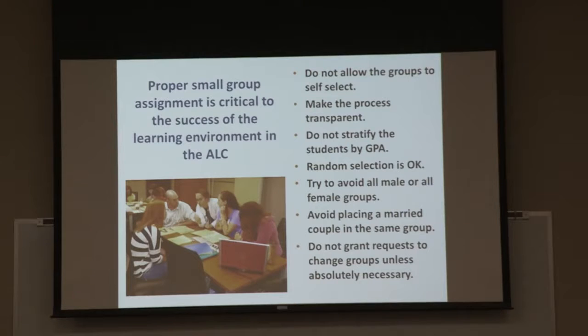The other thing is, random selection works great as long as you tell them it's random. But do try to avoid all male or all female groups. There is data that shows all male and all female groups do not interact well with each other. Also, avoid placing a married couple in the same group. That also can change the dynamic of the small group in various ways. Also, do not grant requests to change groups unless absolutely necessary. You want people to learn to work in a team, right? In the workplace, you don't really get to pick who's on your team. So they have to learn how to deal with that.